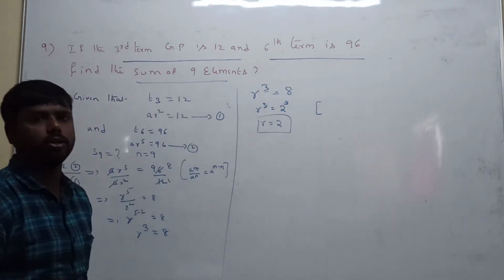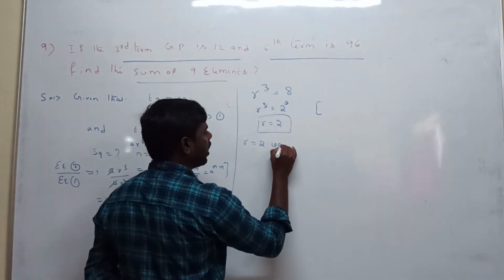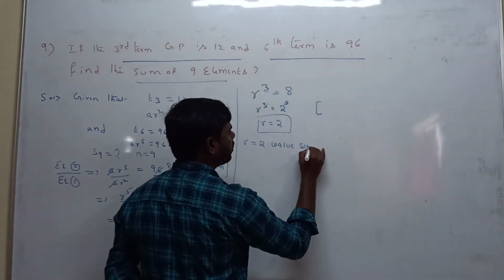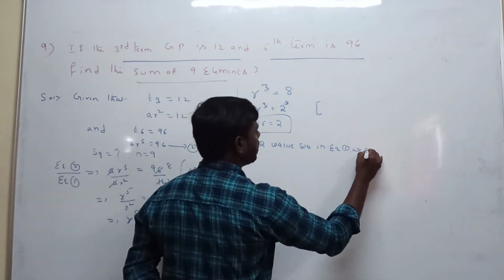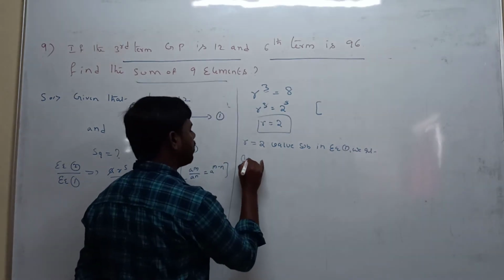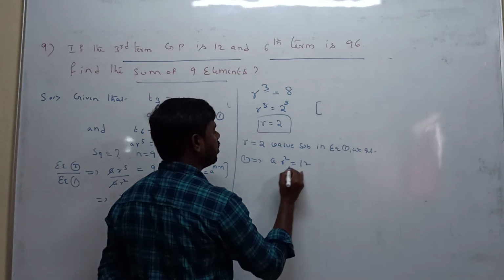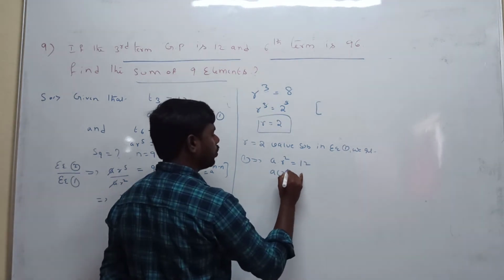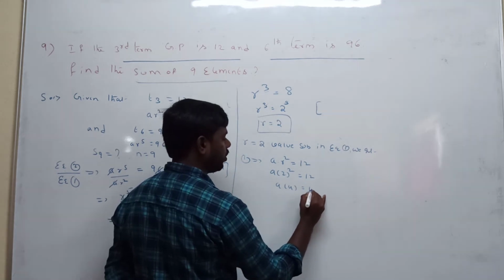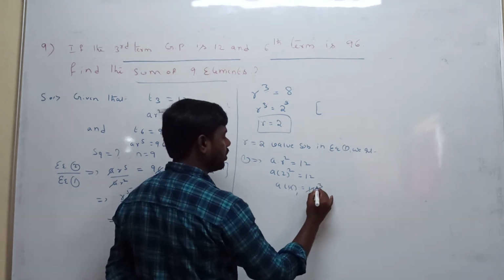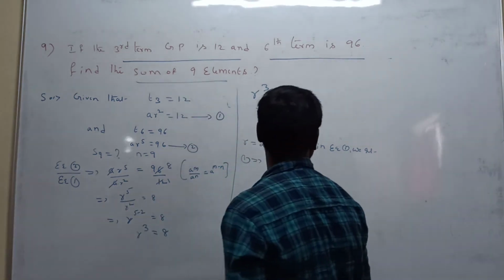Next, if you want the a value, the r value is 2, so substitute it in equation number 1. What is equation number 1? a r square is equal to 12. Now r is replaced by 2. a into 2 square is equal to 12. So 2 square value is 4, a into 4 is equal to 12. Now 4 3s are 12. So now a is equal to 3. Now the a value is found, and the r value is found.